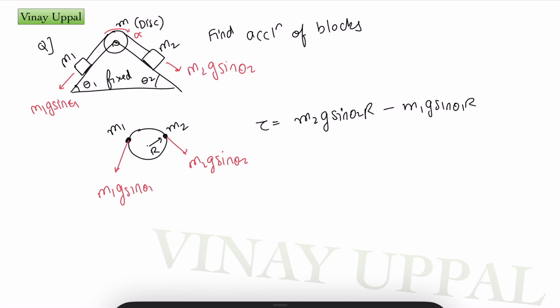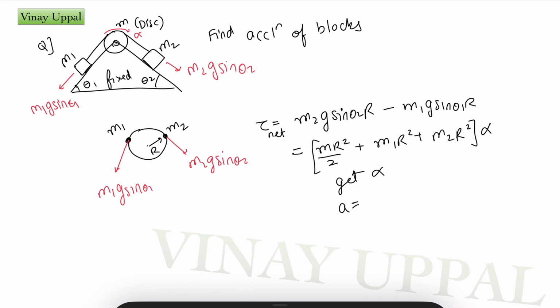So this is my net torque on the system, and therefore I can write this as moment of inertia times alpha. So the moment of inertia for the disk would be mr square by 2 hinged at the center, and the particles are at a distance r from the center. So I can write m1r square plus m2r square. That's it. You can get alpha, and the acceleration of the blocks will simply be alpha r. So hope you were able to do this question, and if not, hope you've understood the solution. Let's do another type of question.